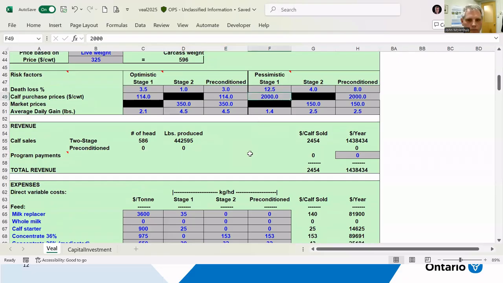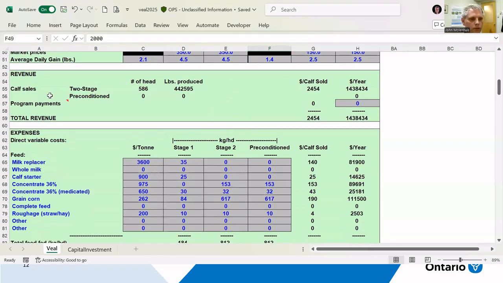And you see, even at $2,000, a pessimistic price, that's not even where we are today. I think last week's average was 2,200 or something. Certainly north of 2,000 is what we're seeing on the calf prices. So certainly big differences on some of these factors.